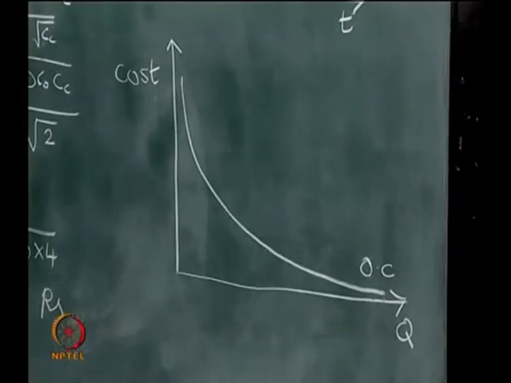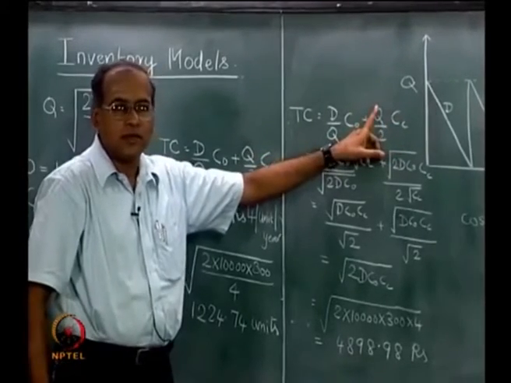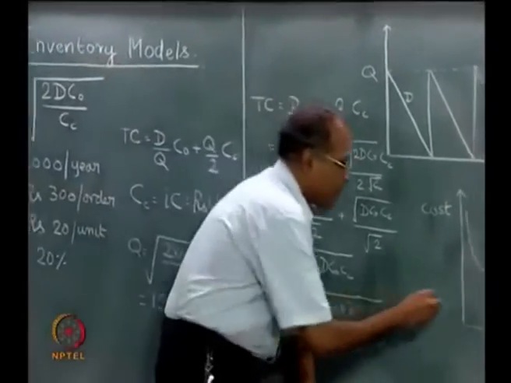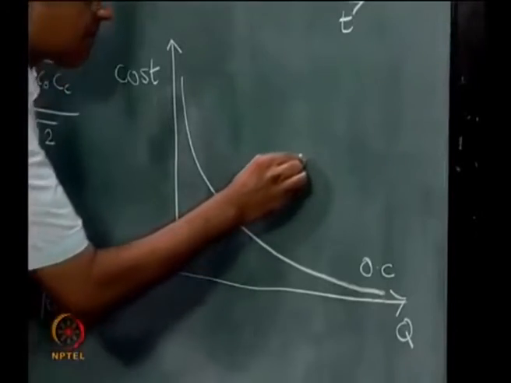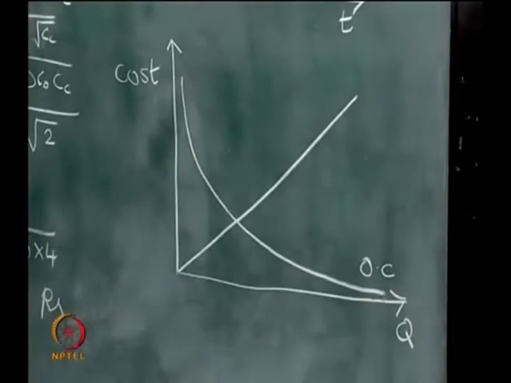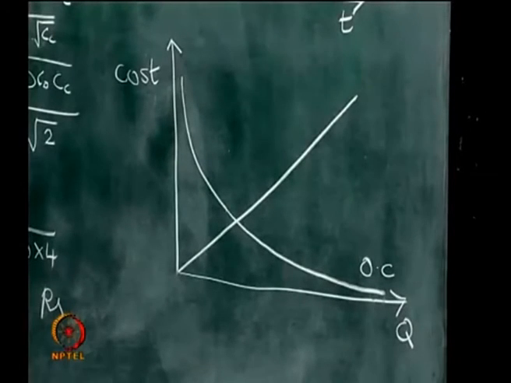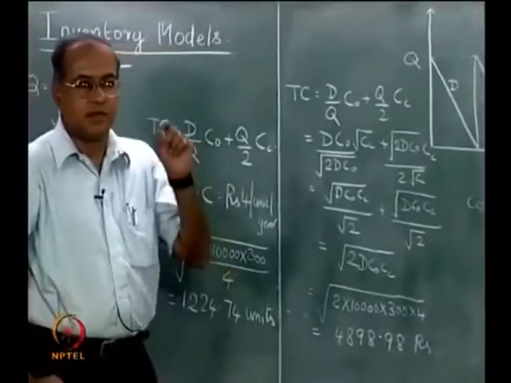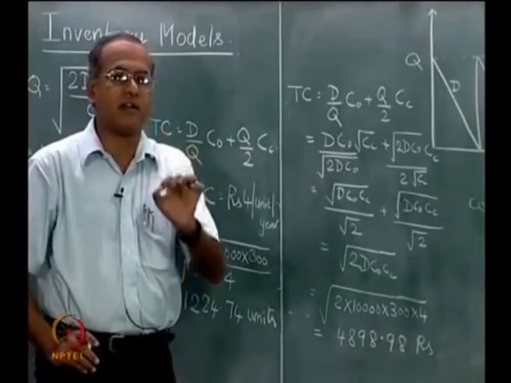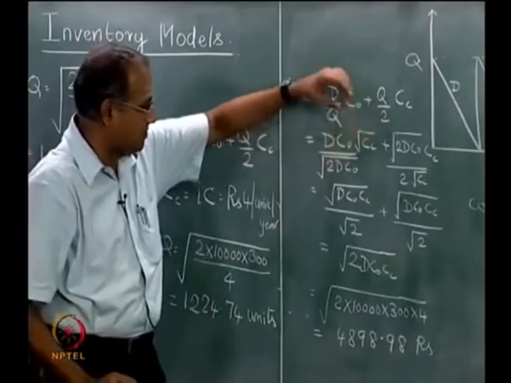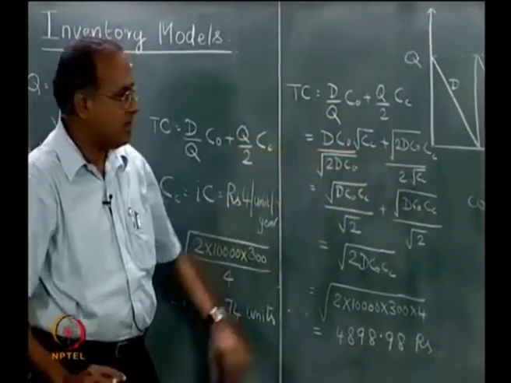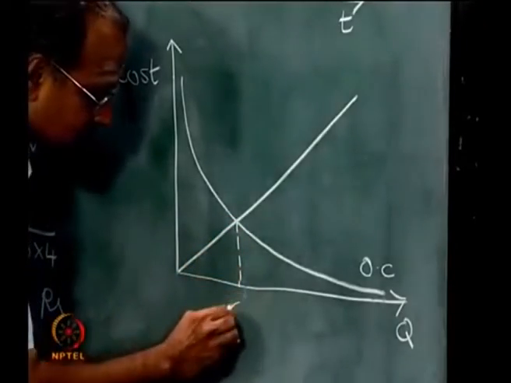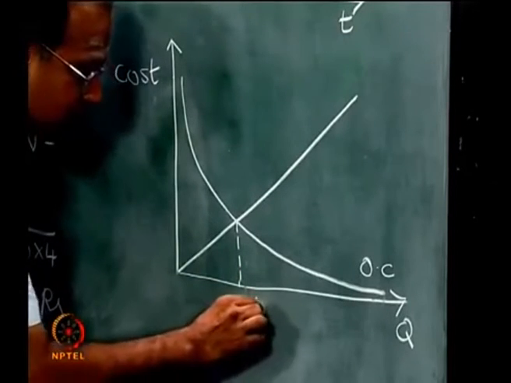Carrying cost is Q by 2 into C C, which is constant into Q. So, it is a line which passes through the origin. So, the carrying cost will be like this. Now, we have already said that the economic order quantity is the point where the order cost is equal to the carrying cost, which we got from here, they are equal. So, this is the economic order quantity where the two curves intersect.